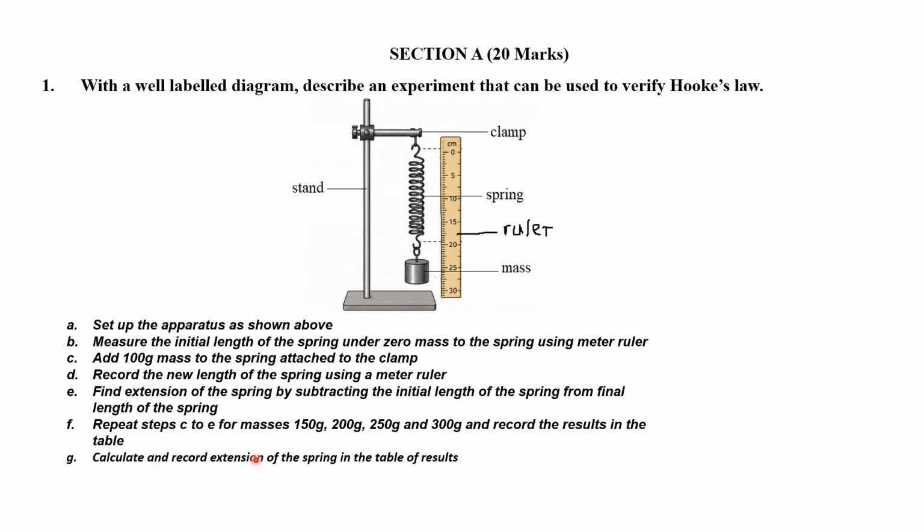Calculate and record extension of the spring in the table of results. So your table will show the masses starting with 100 grams, 150 grams, 250 grams, up to 300 in a column. And for each mass, you have another column to show the new length. And then the other column is going to show extension. Extension is obtained by subtracting the new length minus the initial length.